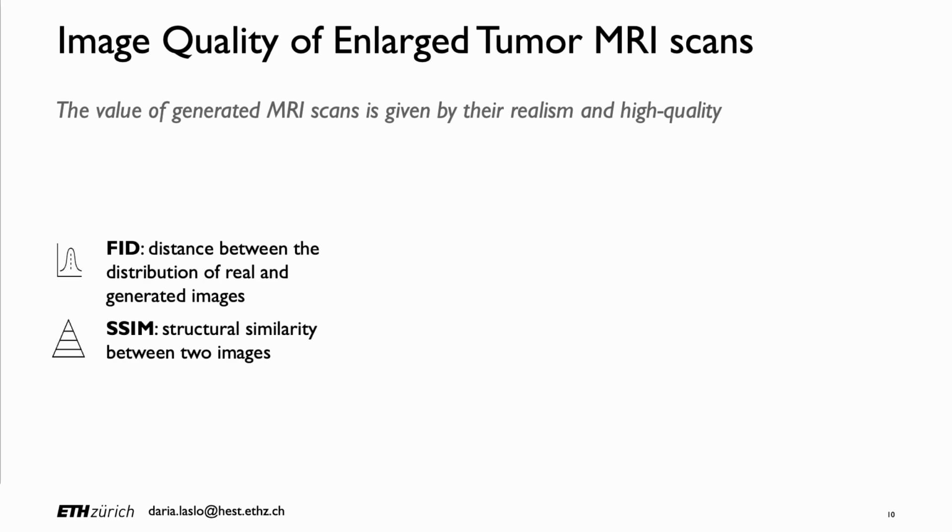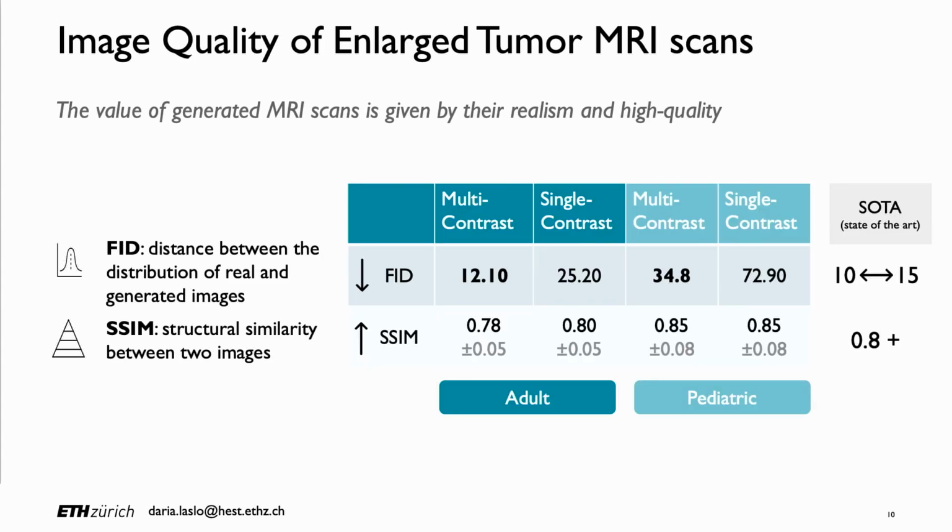And I just want to say that, obviously upon visual inspection, everything seems to be working fine, but we also need to quantify this. In this case, we used two very common image quality metrics: the FID, that looks at the distance between the distribution of the real data and of the generated data, and then we also looked at the structural similarity between real and generated images. You can see here the results.